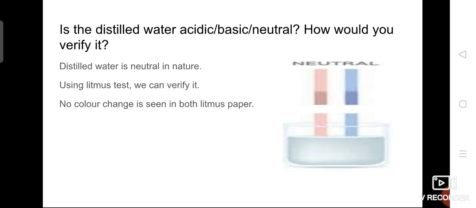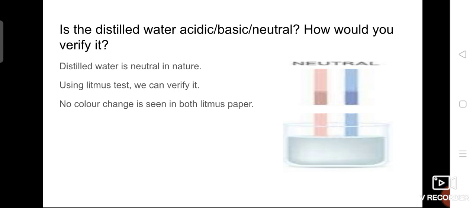Okay, question number 4. Is the distilled water acidic, basic or neutral? How will you verify it? First, what is the question? Distilled water is an acidic or basic or neutral solution, and how will you verify it? How will you prove it? Distilled water is neutral in nature.